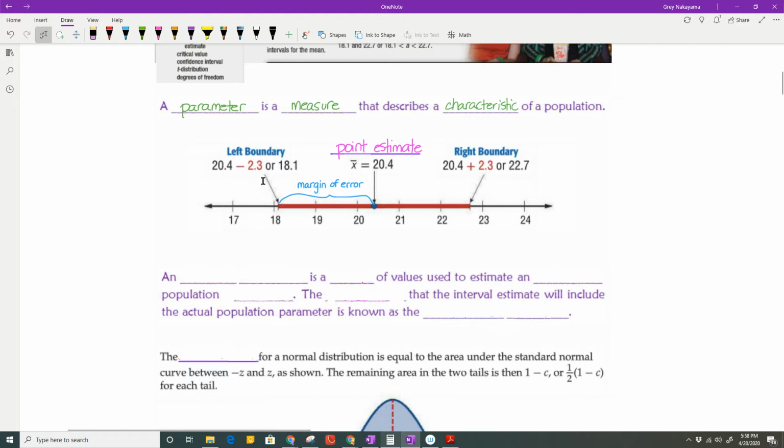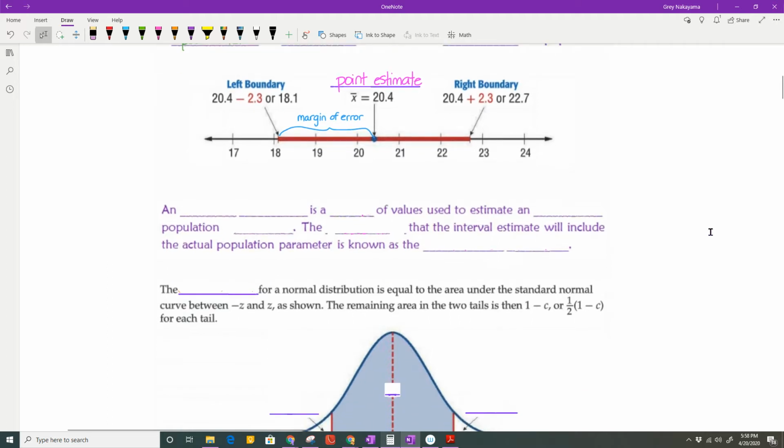So you take your mean and you subtract that margin of error to get your left boundary, or add the margin of error to get the right boundary. Okay. This picture to me is important because it's the gist of what we're doing. And like I said, I'm going to show you how to put it in the calculator so you're going to get these very easily.